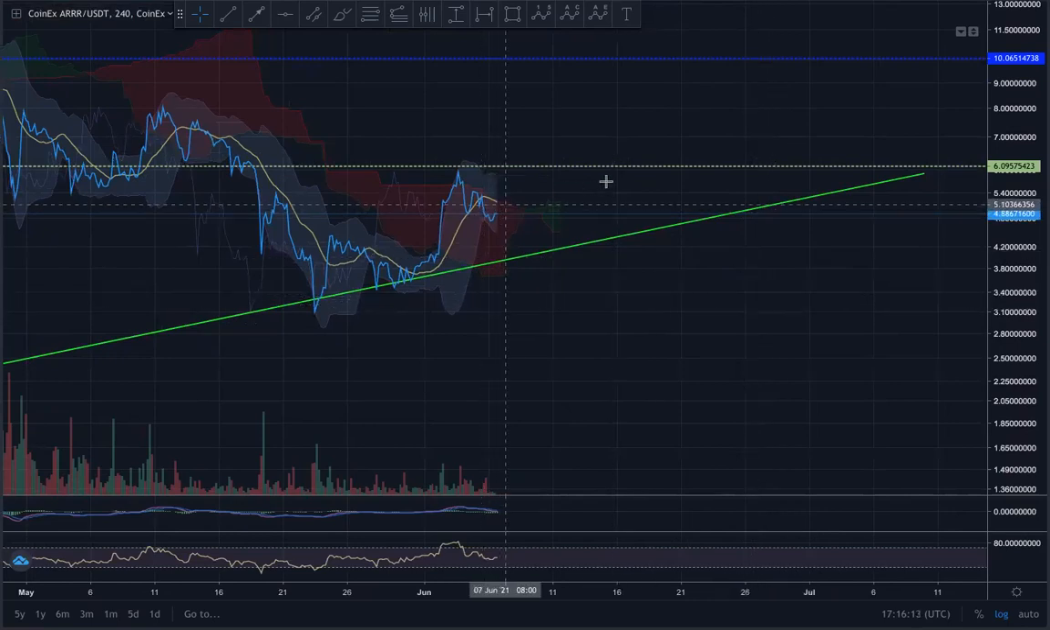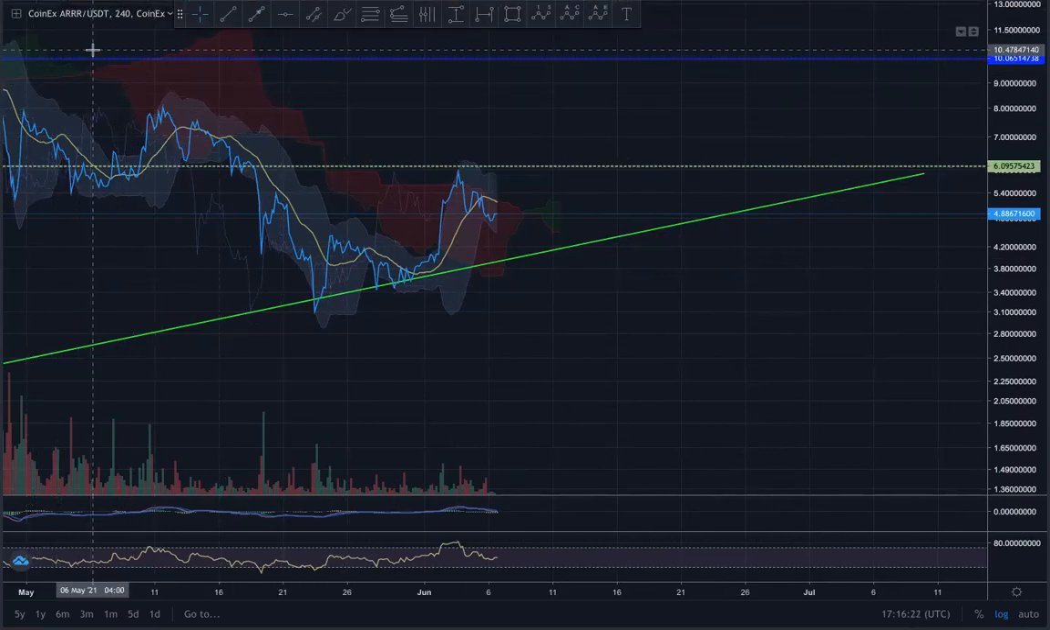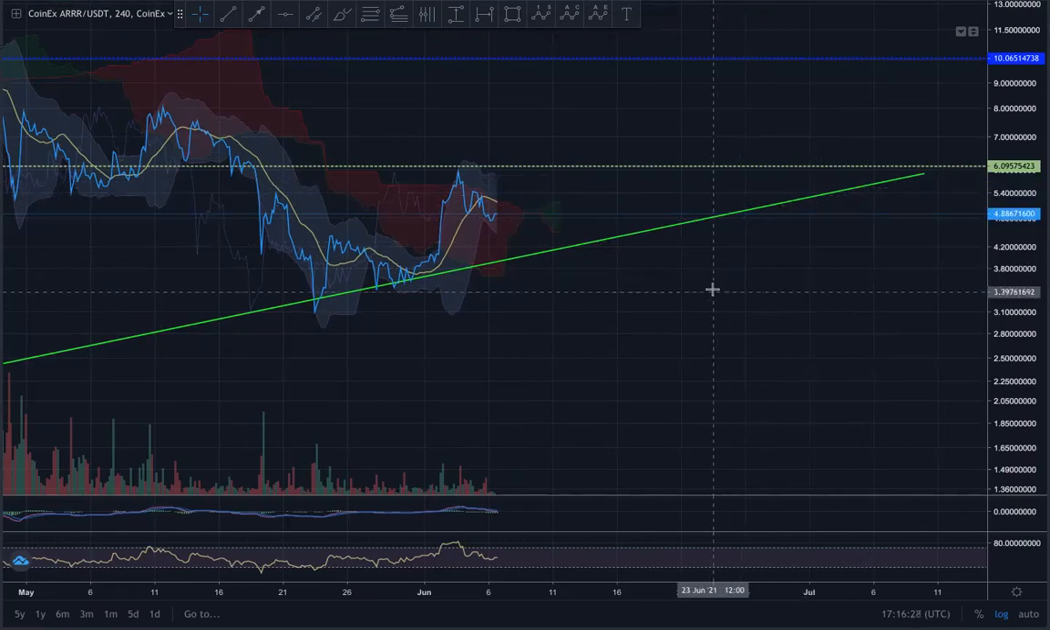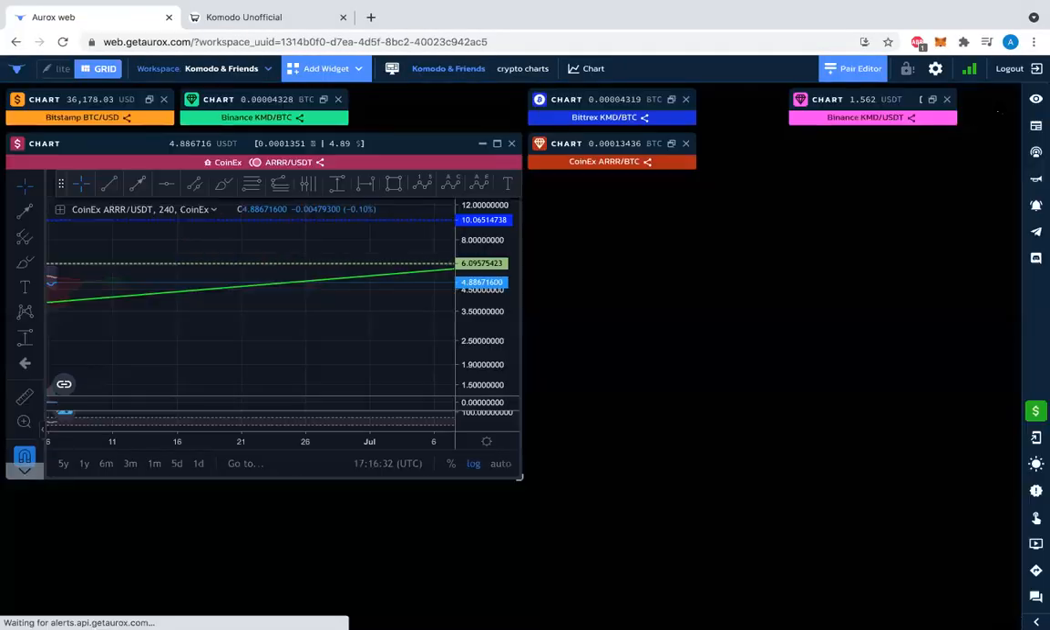Now, we're going to move out of this chart. Done with this 4-hour, and later we're going to check the 1 week charts after the closing. We'll check the weekly, we'll check the daily closing. So for now, we're ending this right here for the USDT ARRR pairing. I hope that brought some food for thought, and we're moving along.